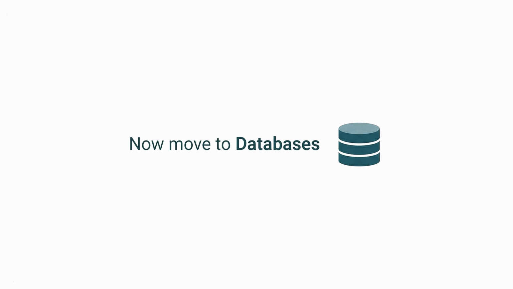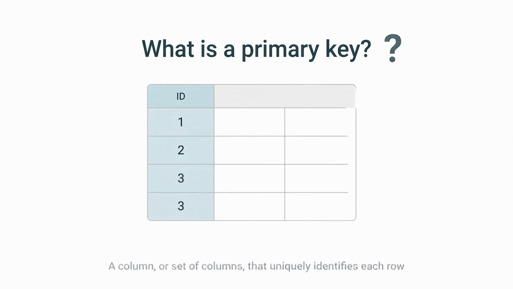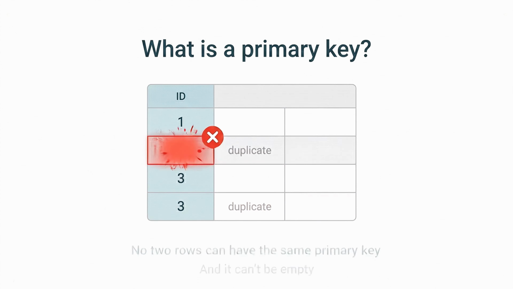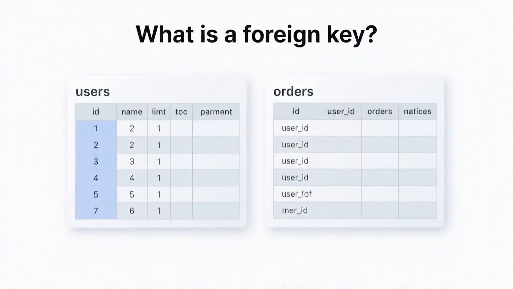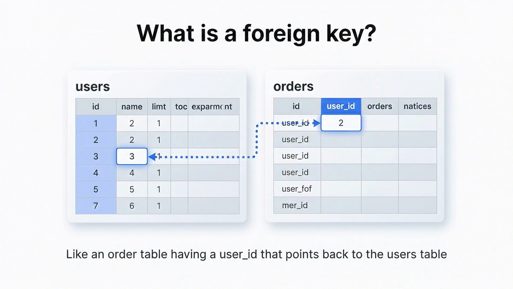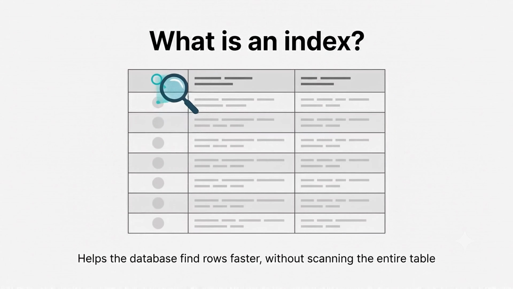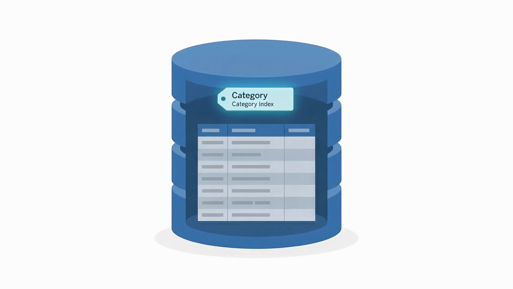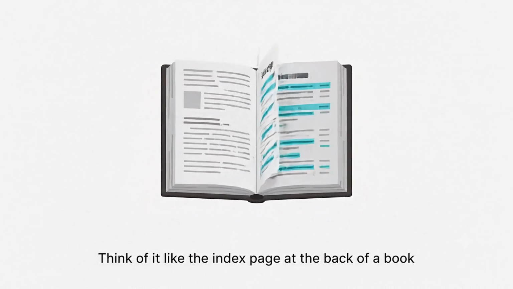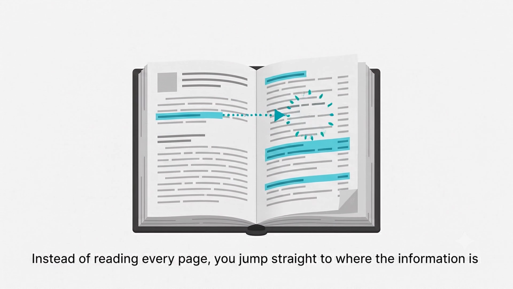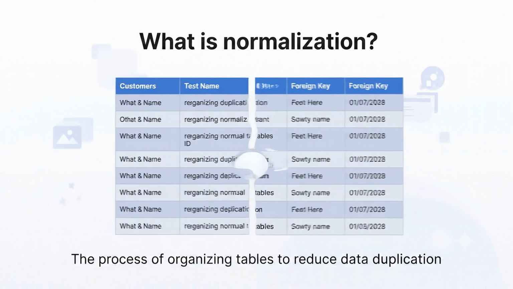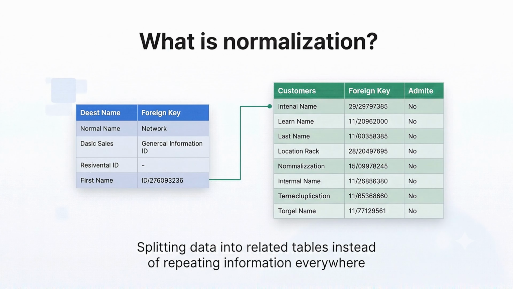What about databases? The first important question is the primary key. What is a primary key? You can say simply it is a set of columns that uniquely identifies each row in a table. What about a foreign key? A foreign key is a column in a table that points to the primary key of another table. It's how relationships between tables are built. What about an index? An index is a data structure that helps the database find rows faster without scanning the entire table. Think of it like the index page at the back of a book. Instead of reading every page, you jump straight to what you need. What is normalization? Normalization is the process of organizing data in tables to reduce data duplication and keep the data consistent.